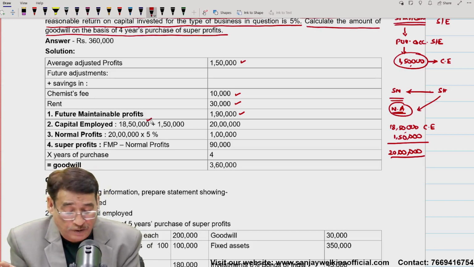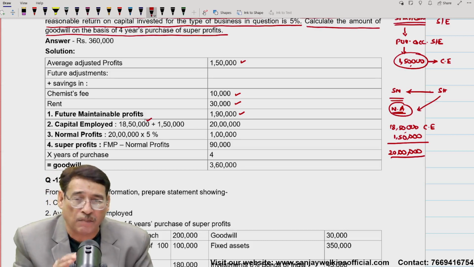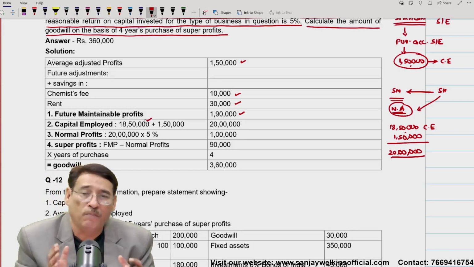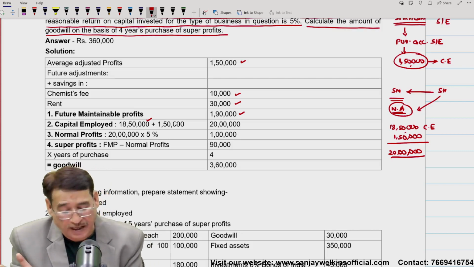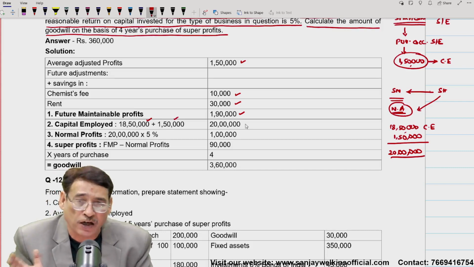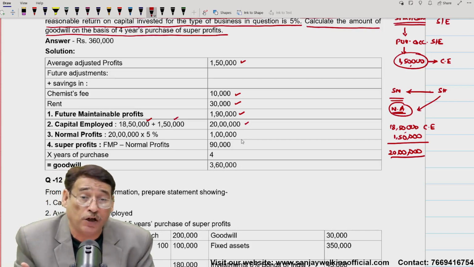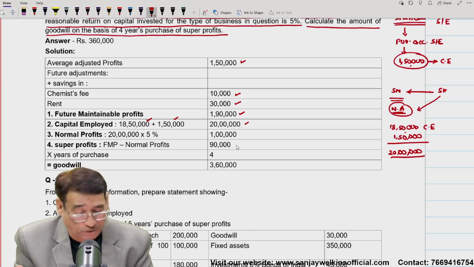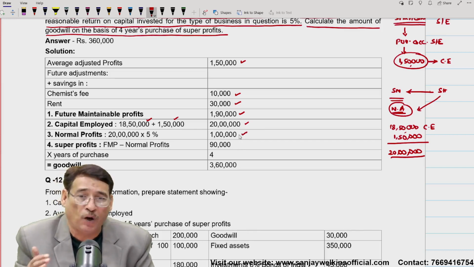In this case, capital employed, we can easily compute. The capital employed of the present owner is 18,50,000. Of course, this much amount must be invested by Shahira. Besides that, she is incurring another capital expenditure of 1,50,000. So for Shahira, the capital employed will be equal to 20 lakh, and normal profit will be 20 lakh into normal rate of return 5%. That will be equal to 1 lakh.